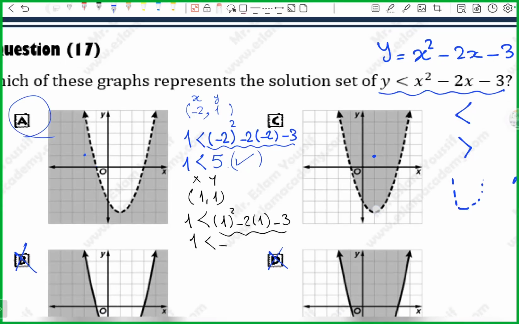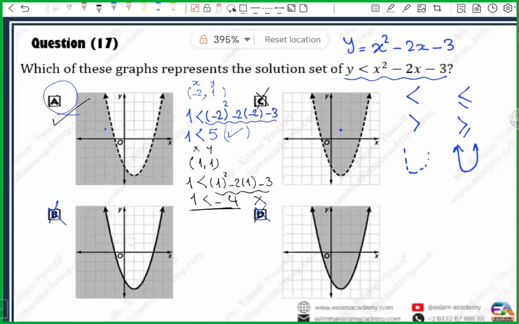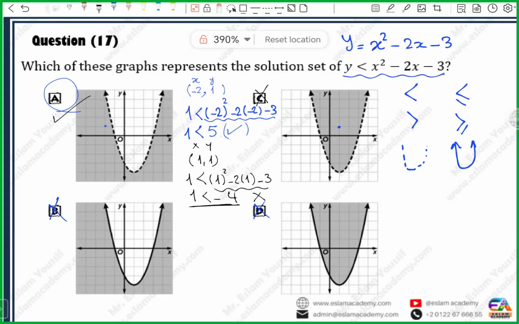I didn't see the request. Sorry for that. If we choose any point here, we said 1 less than -4. 1 less than -4? No. So this graph is not the correct answer. That will be the correct one. I just thought about another question and then forgot here: 1 less than 5 is true. So that will be the solution. You understand it? Any problem? So just eliminate the wrong graphs, then solve.